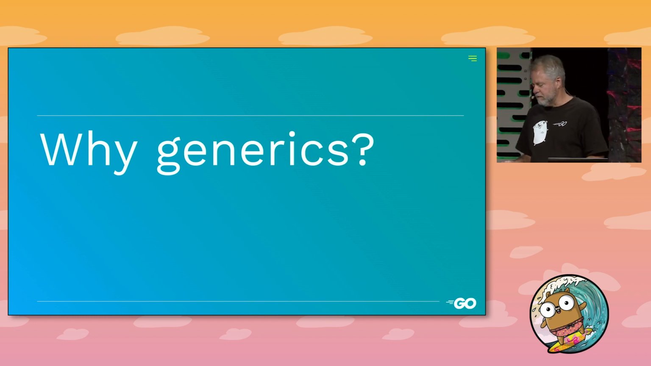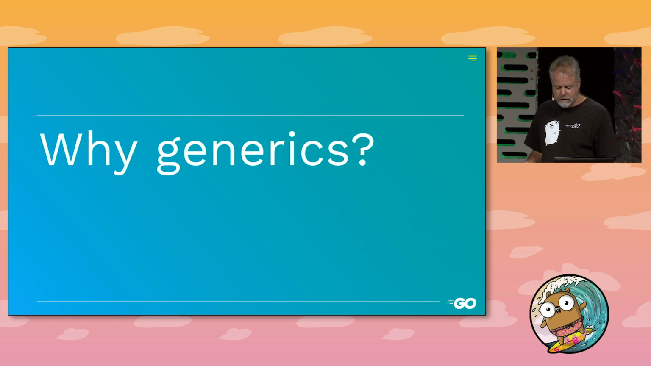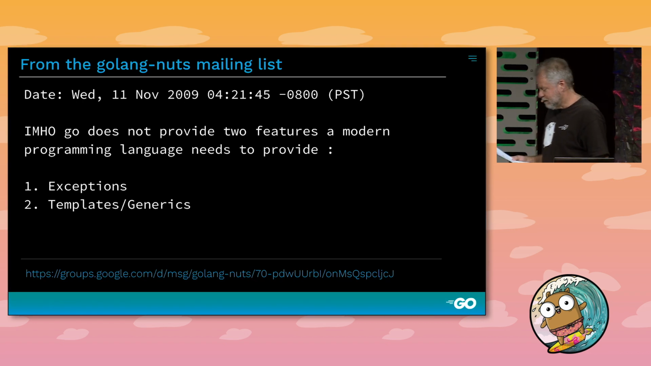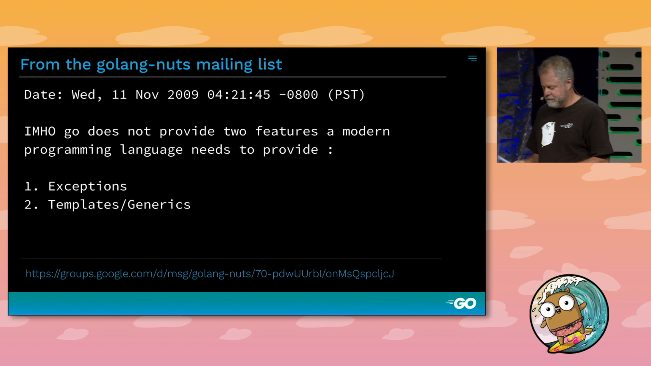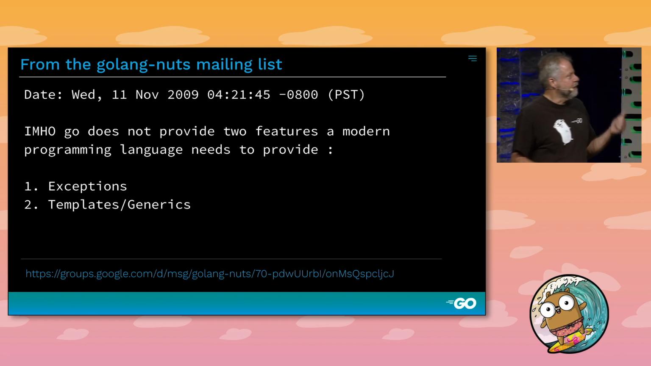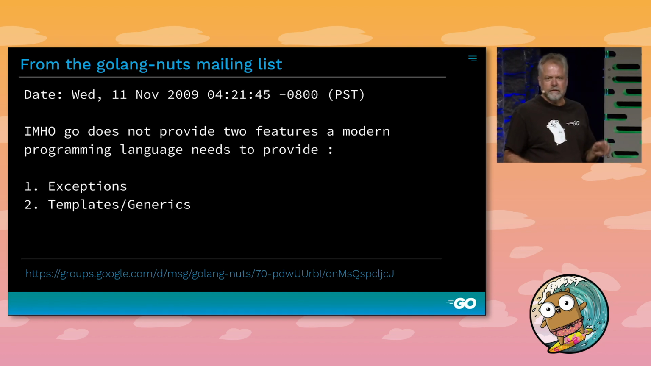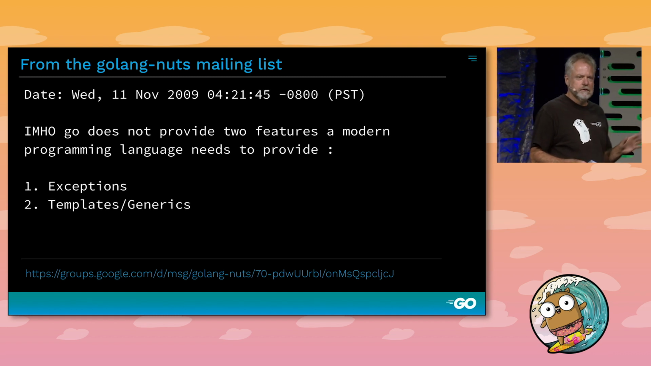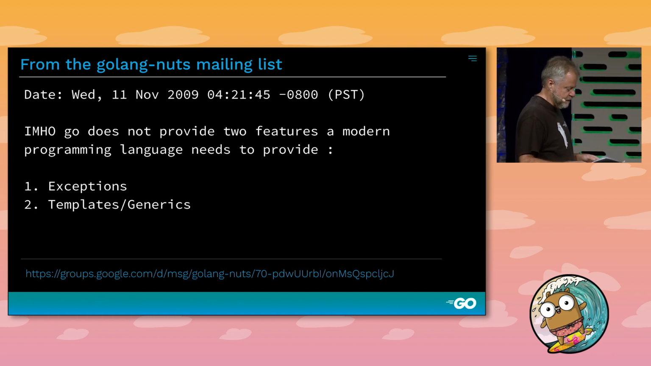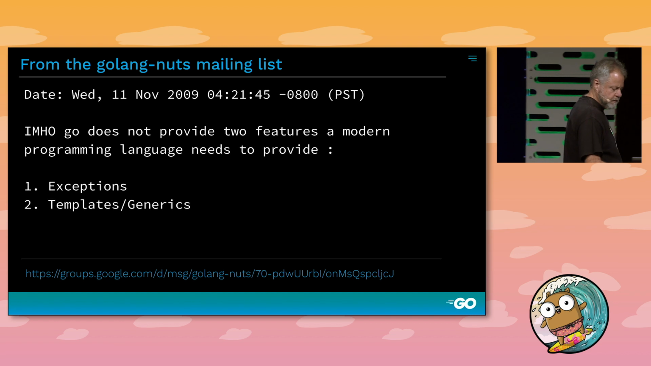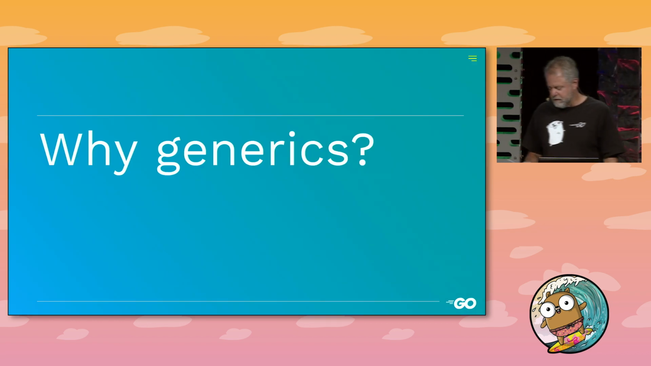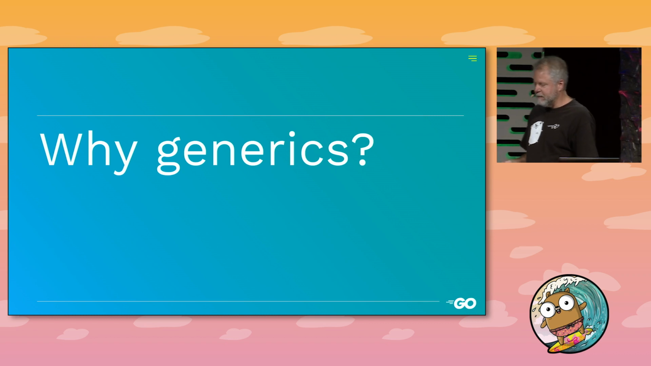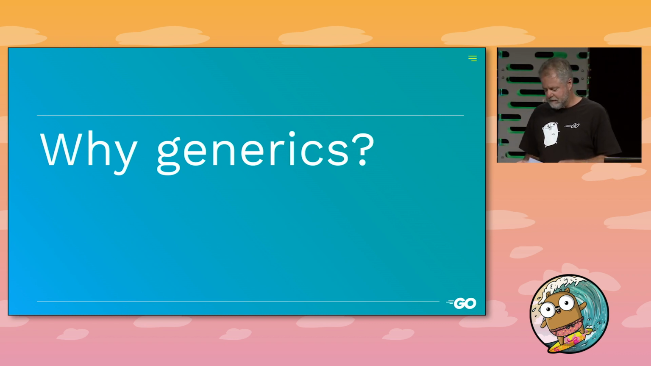So Go was released November 10th, 2009. Less than 24 hours later, we saw the first comment about generics. So we did add exceptions in the form of panic and recover, kind of a version of exceptions, in early 2010. So why generics? In 3 years of Go surveys, lack of generics has always been listed as one of the top 3 problems to fix in the language.